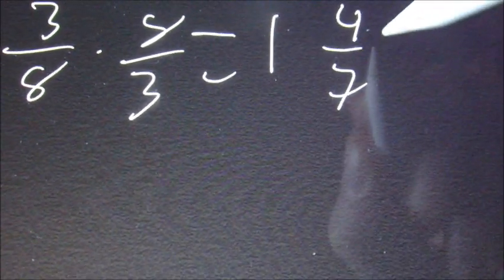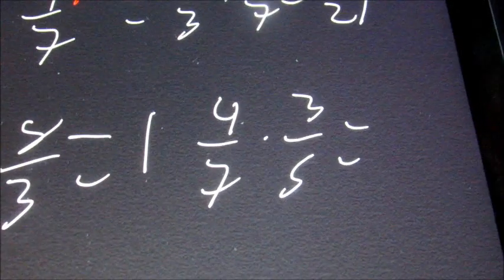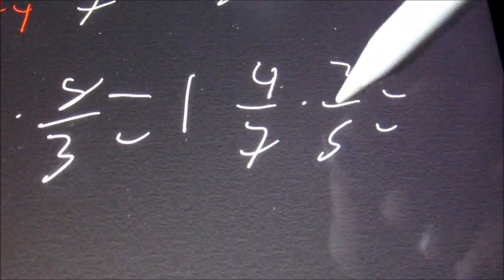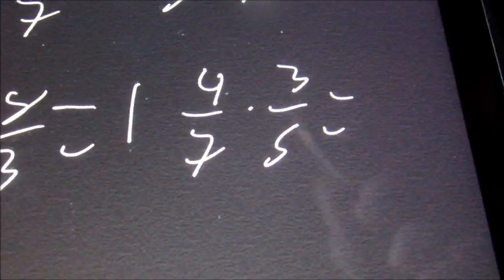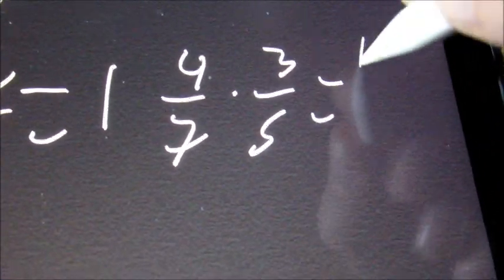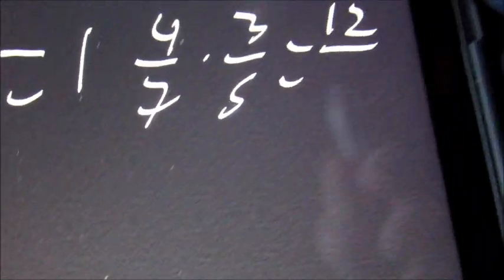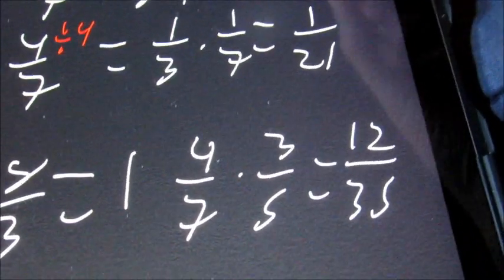Then let's say we have, though, 4 over 7 times 3 over 5. Here, there's nothing to reduce. The 4 won't go in. The 4 doesn't have anything in common with the 5 or the 7, and neither does the 3. So we'll just go 4 times 3 is 12. 7 times 5 is 35, and that's as far as we can go there.